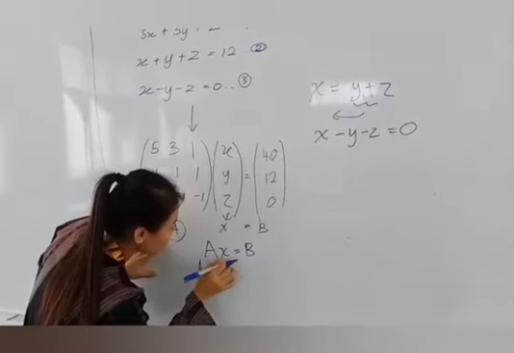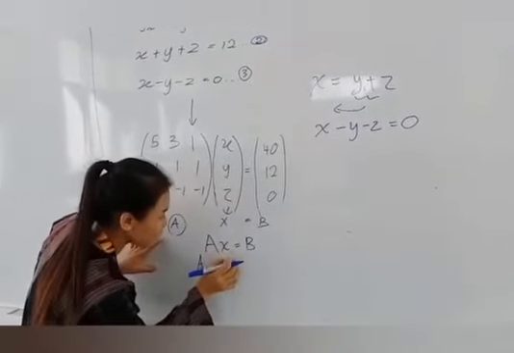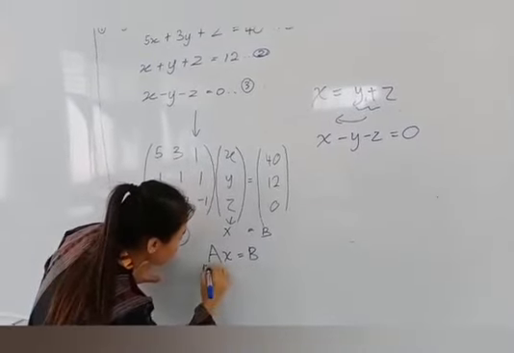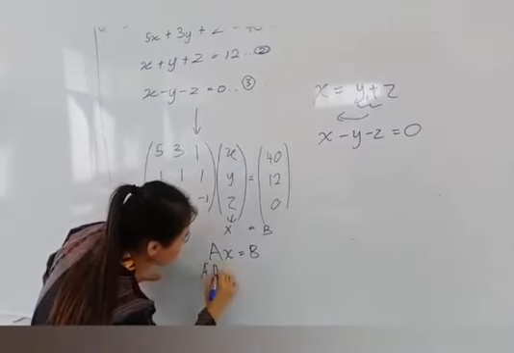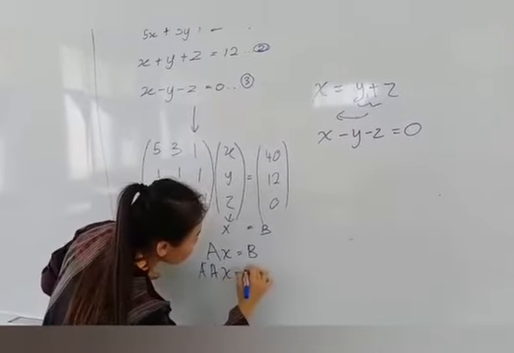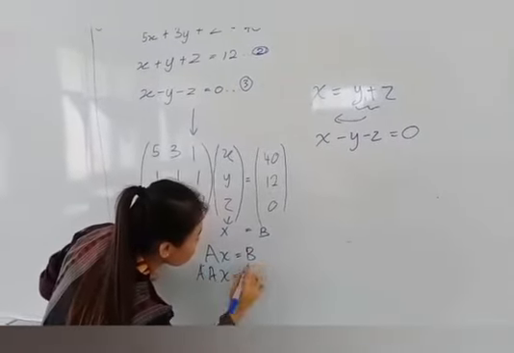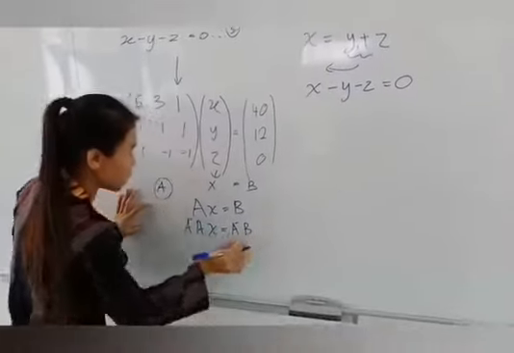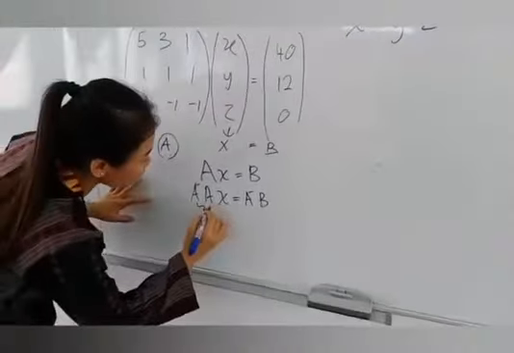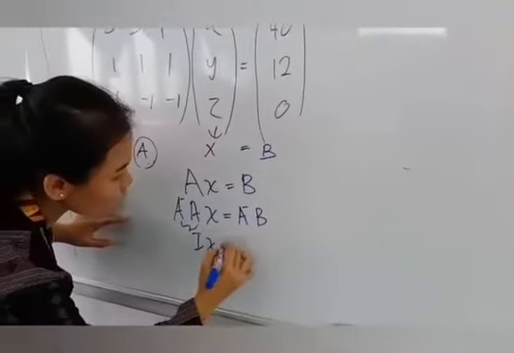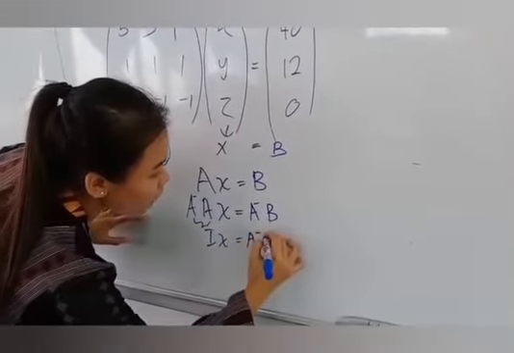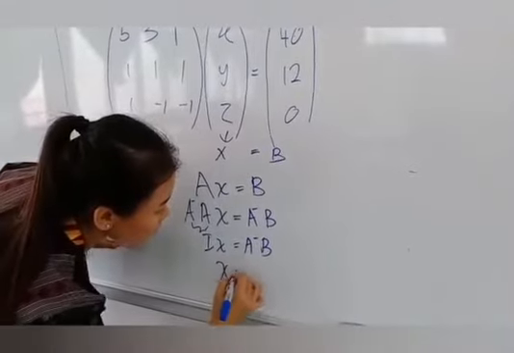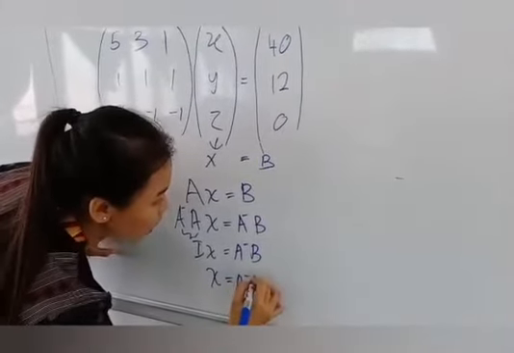To get only x on the left side, we multiply A by A inverse, and do the same on the right side: A inverse multiplied by B. Then this will form an identity, so x is equal to A inverse B.